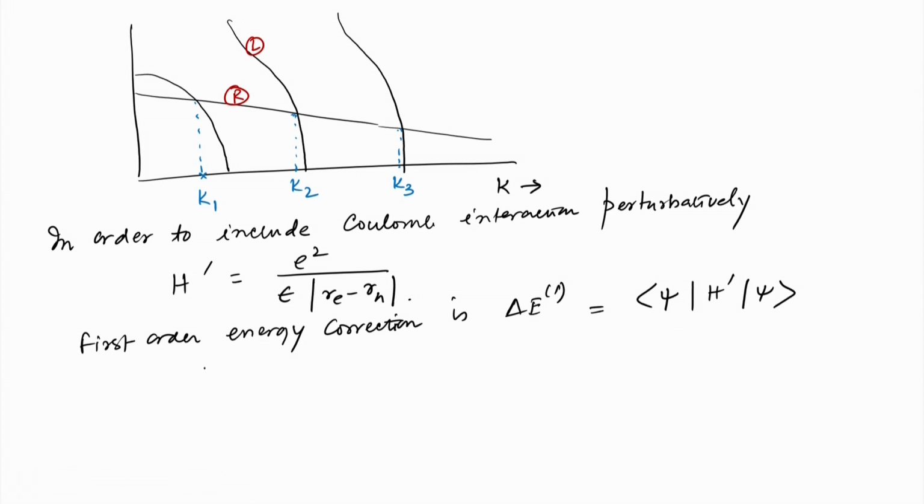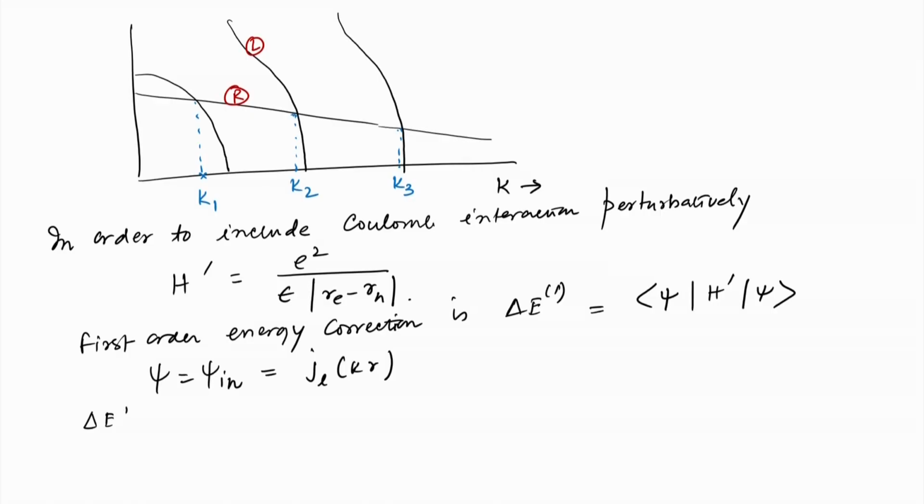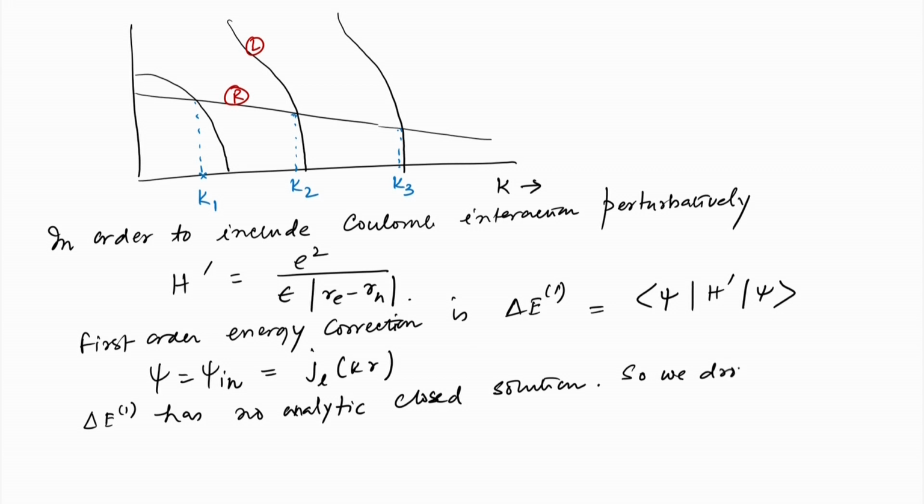If you use psi equal to psi n, which is equal to a j_L(k r), which is a Bessel function, we can actually solve this for the first order energy correction. However, this has no simple analytic closed solution. So, we drop further calculation with this.